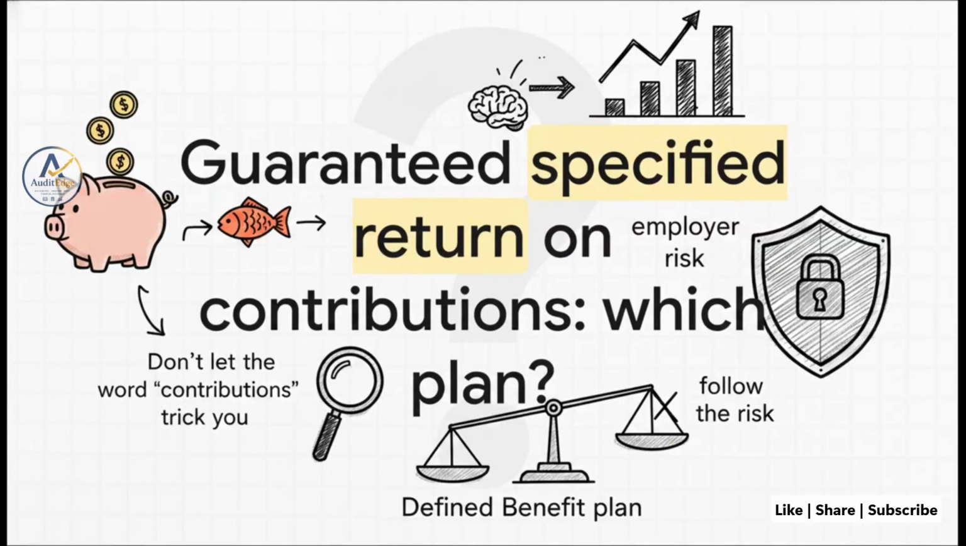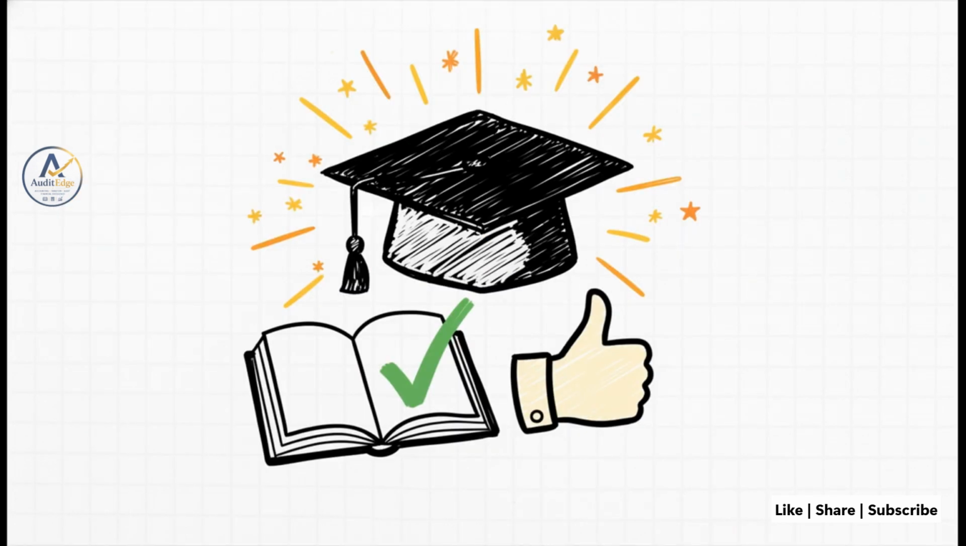I want to leave you with a quick conceptual check, straight out of the standard. If a company sets up a plan where they pay fixed contributions, but they also guarantee a specified return on those contributions, what kind of plan is it? Think about the risk for a second. Because of that guarantee, the employer is bearing the investment risk, right? Therefore, it's a defined benefit plan. Seriously, don't let the word contributions trick you on exam day. Always follow the risk. And that brings our masterclass on IND AS 19 to a close.